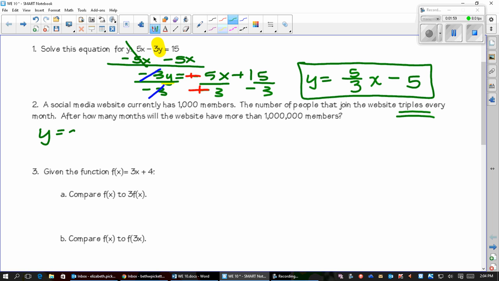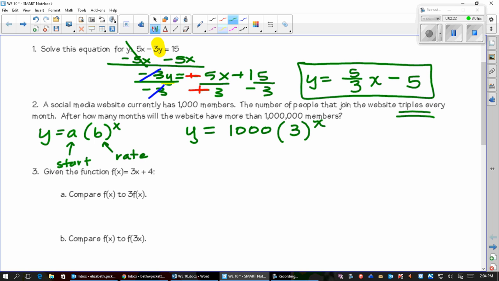So our basic exponential equation is y equals a times b to the x. Okay, a is going to be the starting amount, and b is going to be the rate. What are we multiplying by over and over again? So first I'm going to set up a basic equation. Y equals, starting with 1,000 members, we are tripling each time period, each month. x is the number of months, y is the number of members after x months.